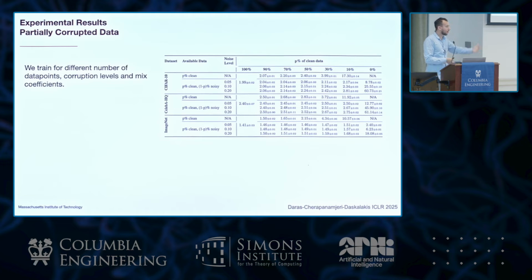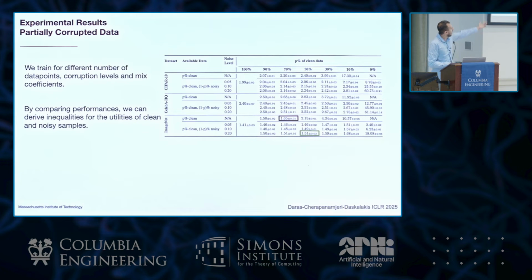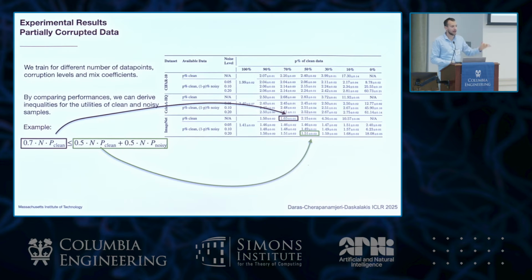If I want to assign a fixed price, then it has to be reasonable, right? So what does reasonable mean? It means that I look at two performances. The red one is what happens when 70% of your data set is clean and nothing else. And the green one is what happens when 50% of your data set is clean and 50% of it is noisy.